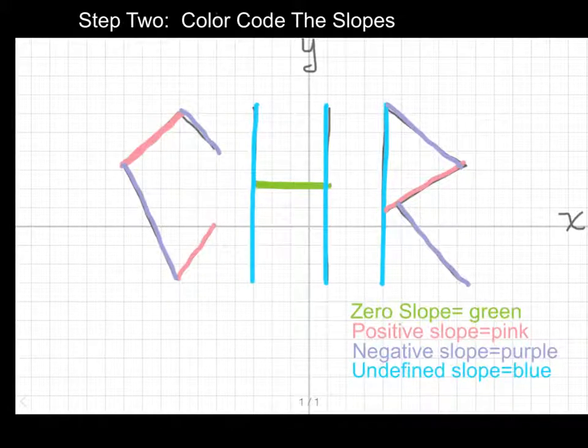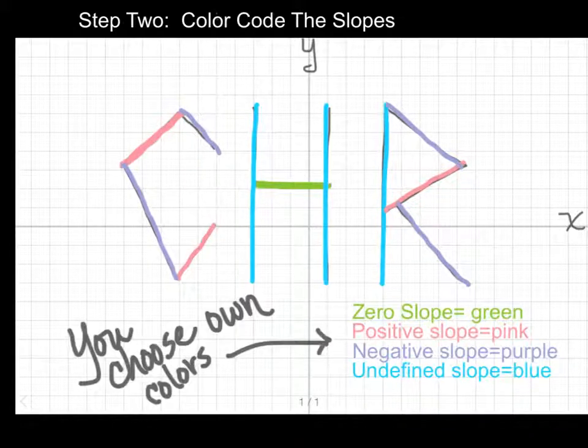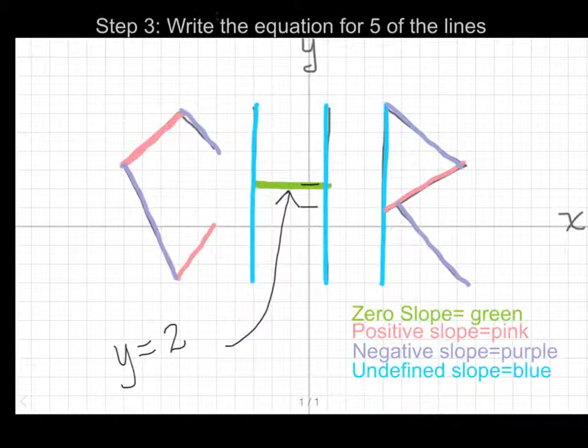So on the lines that you had drawn for your name, you're going to color code all the positive pink and the zero green and so forth. You can pick your own colors, they don't have to match mine, so anything that you want to use there. Make it colorful, make it creative, make it about you. The final part of the project is going to be to write the equation for 5 of those lines.